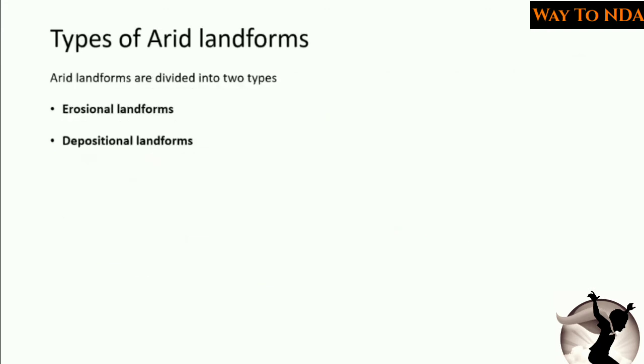Now let's see what are the types of arid landforms. So arid landforms are again divided into two parts. First part is erosional landforms, second part is the depositional landforms. The first is erosional landform and the second is depositional landform. In erosional landforms, the rocks are getting eroded, and in the depositional landforms they are getting deposited. Whatever material is eroded from the rocks will get deposited somewhere, and that will form the depositional landforms.